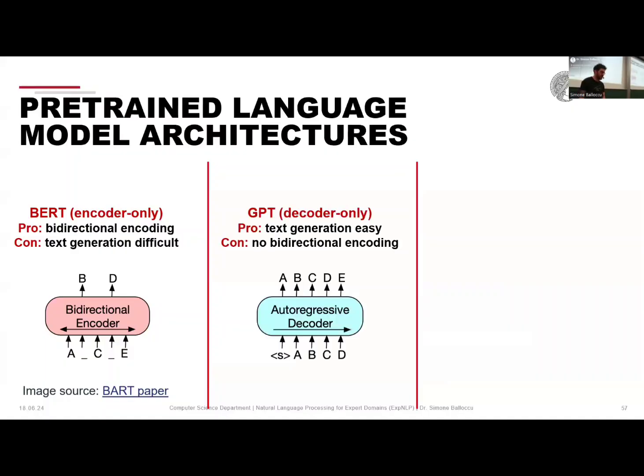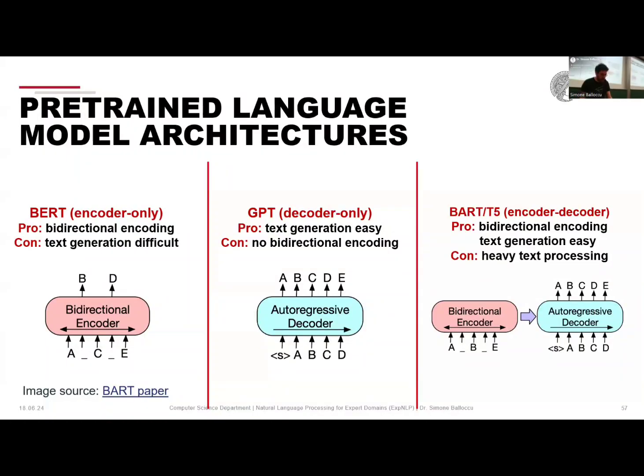You have decoder-only models, which we'll see next time, and they are very, very good at text generation, especially autoregressively, but they don't have bidirectional encoding, so they only work left to right, or right to left. And finally, we have both of them. So encoder-decoder, like BART or T5, they have bidirectional encoding, and they can do text generation properly. But they are very, very heavy because now we have double the amount of training, double the amount of processing.